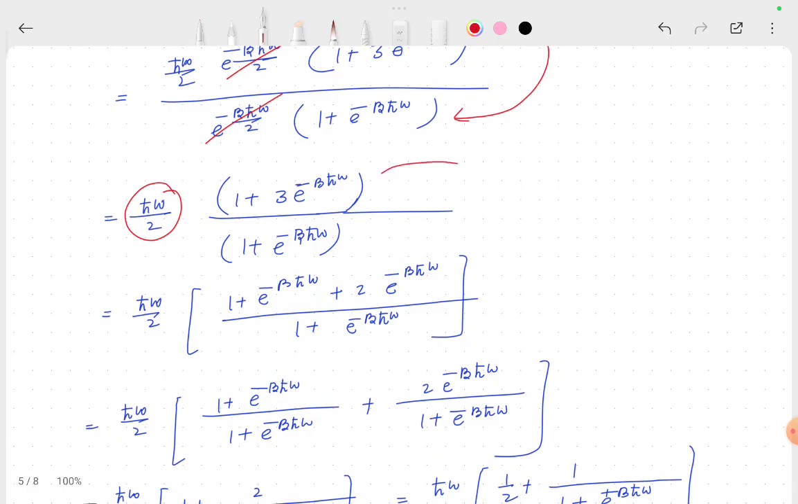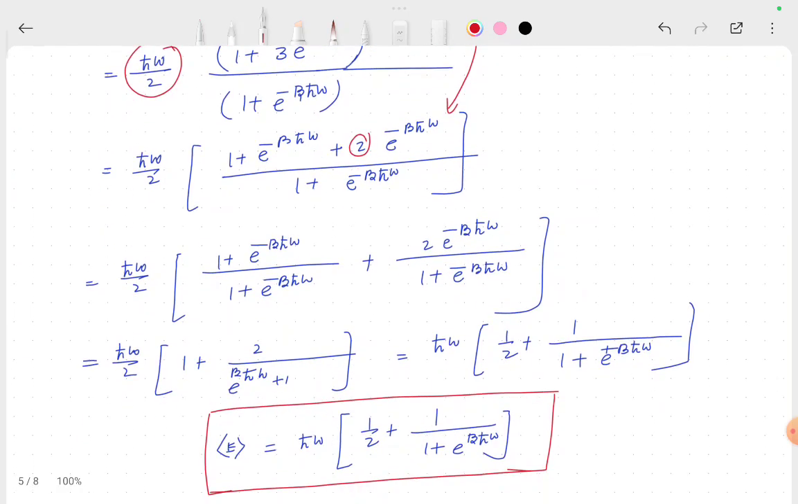Now next, simplify this 1 plus 3 e to the power minus beta h cut omega for further calculations. So this equals (1 plus e to the power minus beta h cut omega plus 2 e to the power minus beta h cut omega) upon (1 plus e to the power minus beta h cut omega).